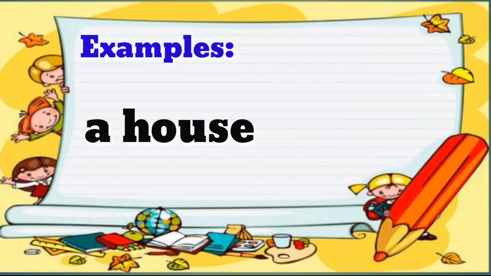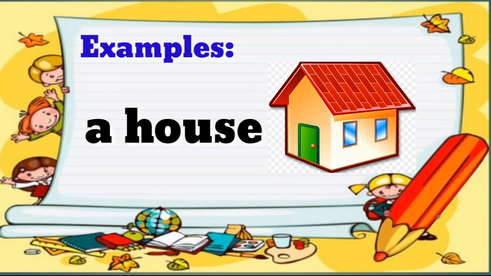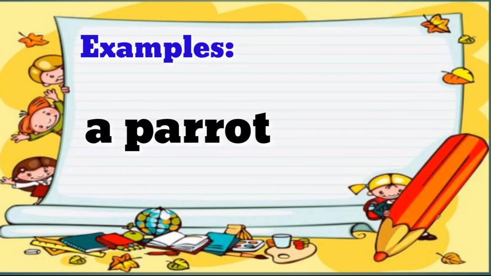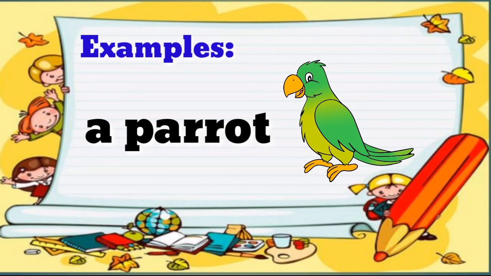A house. Ang house ay pangalan na nagsisimula sa katinig na H, kaya ang gagamitin natin ay a house. A parrot. Ang parrot ay isang pangalan nagsisimula sa katinig na P, kaya ang gagamitin natin ay a parrot.